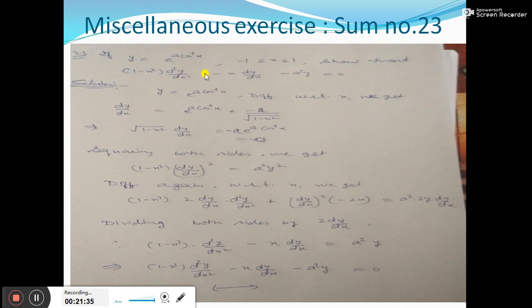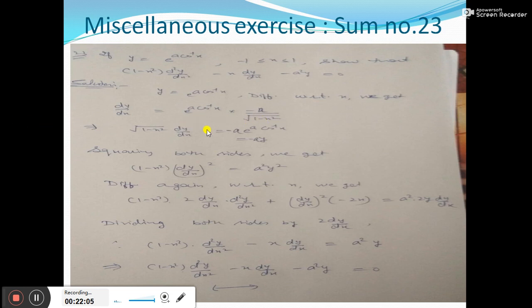But we have to do it in a different way. First of all, we differentiate y with respect to x. That is e power a cos inverse x as it is, into the derivative of a cos inverse x, that is minus a upon root of 1 minus x square. We differentiate this treating it as e power u, that is e power u into the derivative of u. I hope you understand this step.